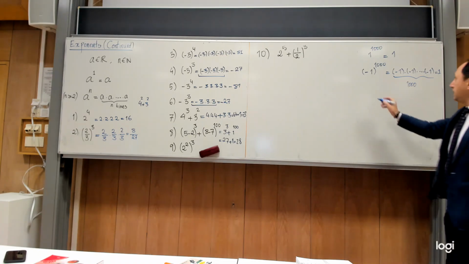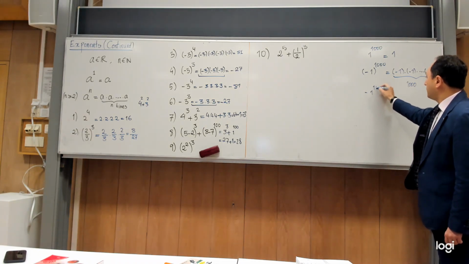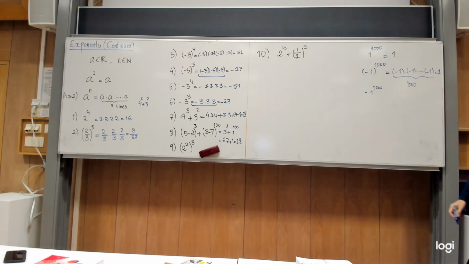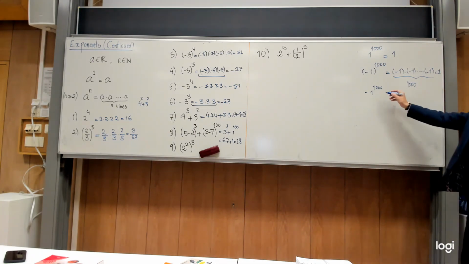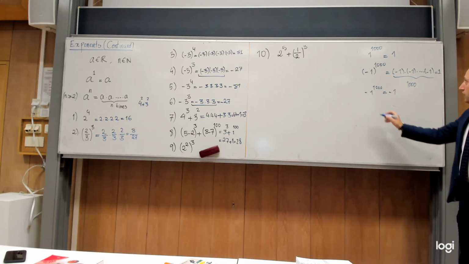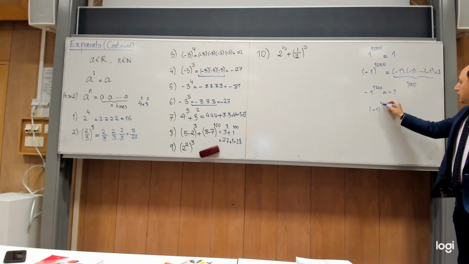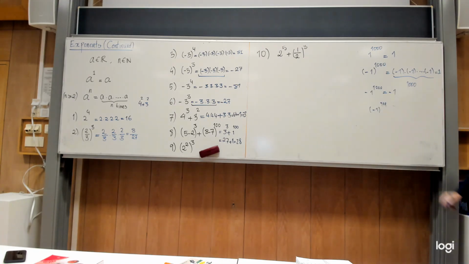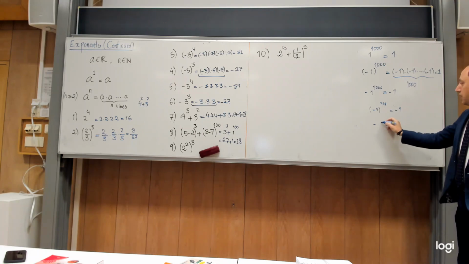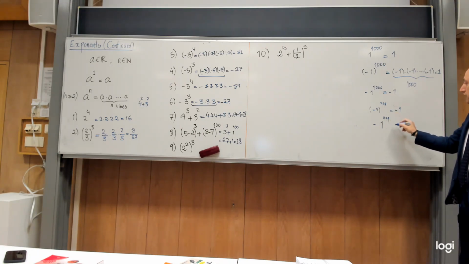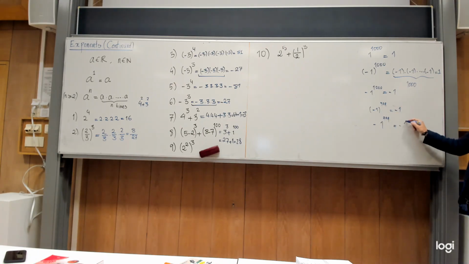Yes? But tell me, what is this one? Minus 1 to power 1000. This is minus 1. Okay? And what would be minus 1 to the power of 999? It would be minus 1. What would be minus 1 to the power of 900 in this way? It's minus 1. So you understand what's going on. Yes? Is that understandable for everyone?